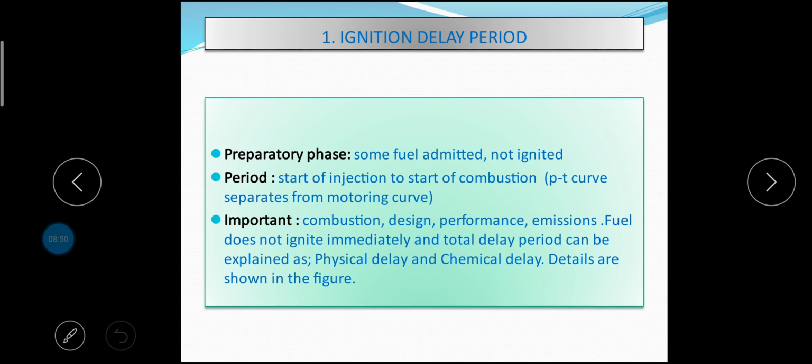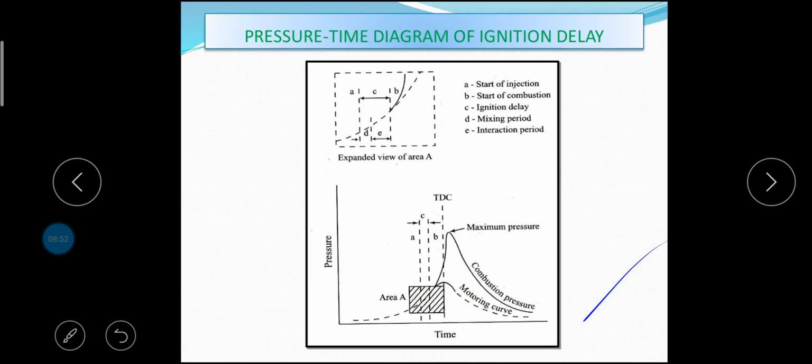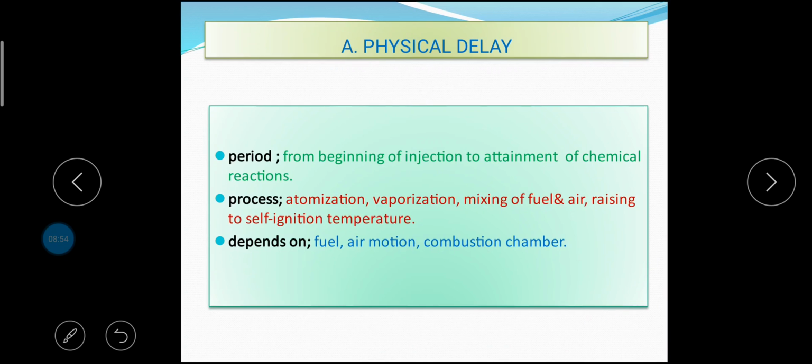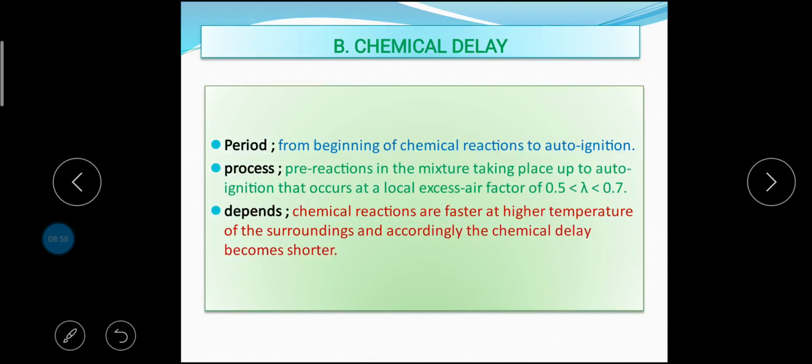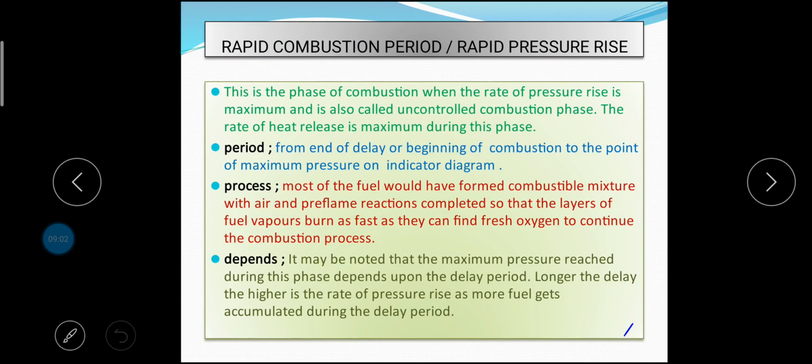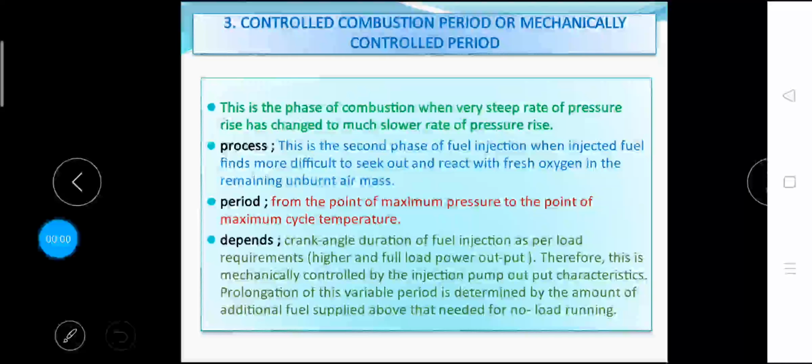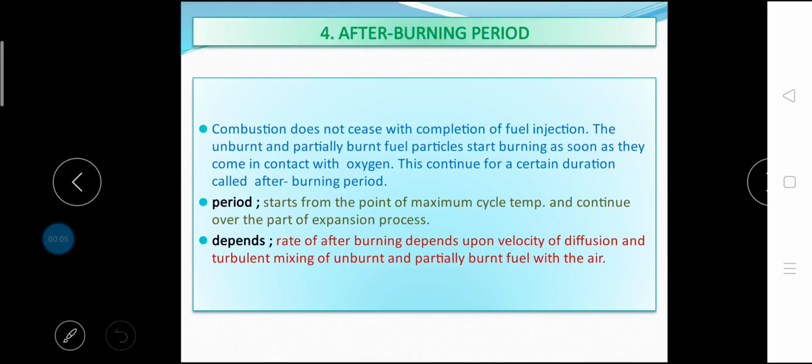I have discussed the ignition delay period, that contains physical delay and chemical delay. I have discussed the rapid combustion period or rapid pressure rise. I have discussed the controlled combustion period or mechanically controlled period. I have also discussed the afterburning period.